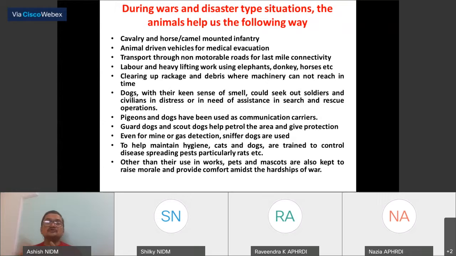Then transport through non-motorable roads. Last mile connectivity. Forget about wars. In many mountainous states in our country, like Uttarakhand, like Himachal, several villages are there where roads are not there.